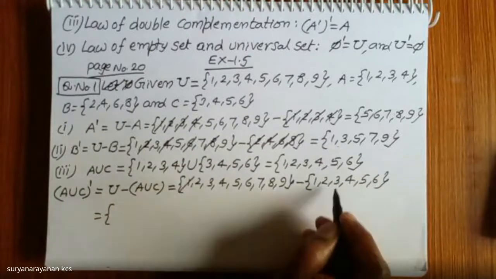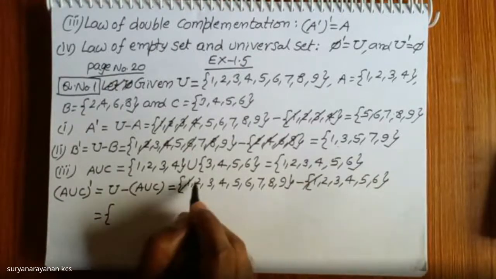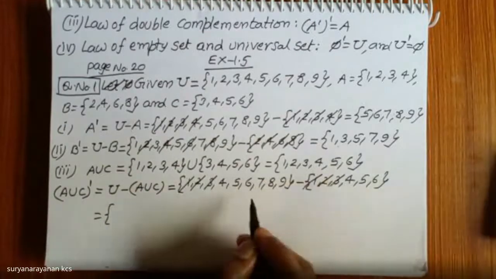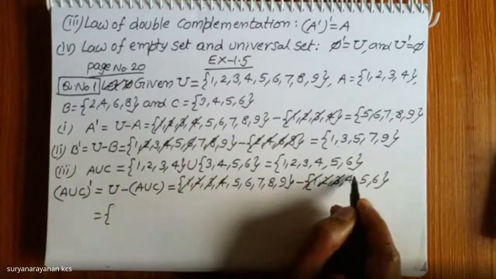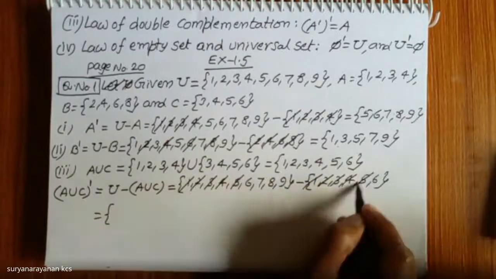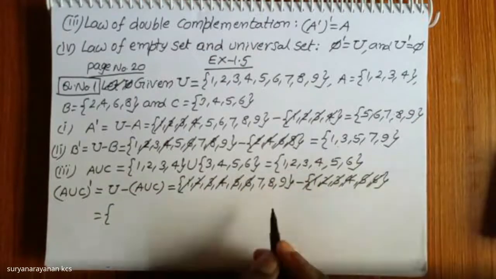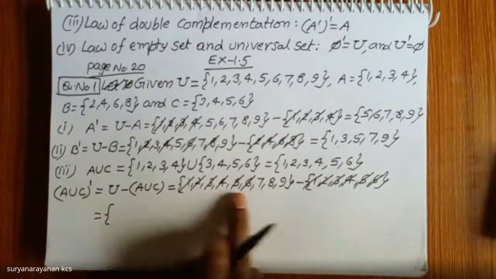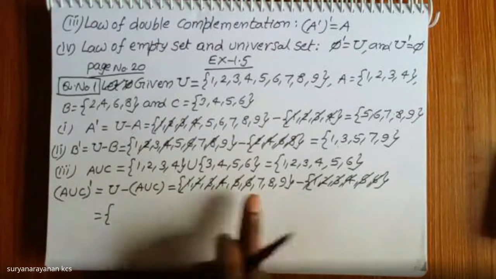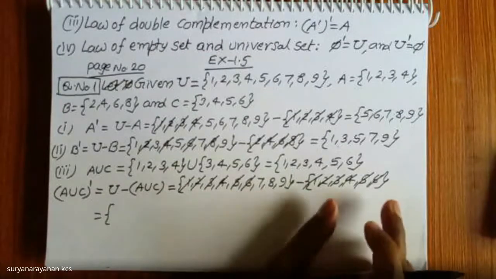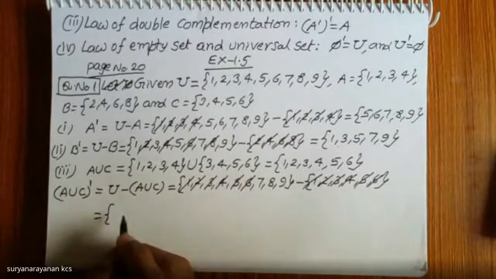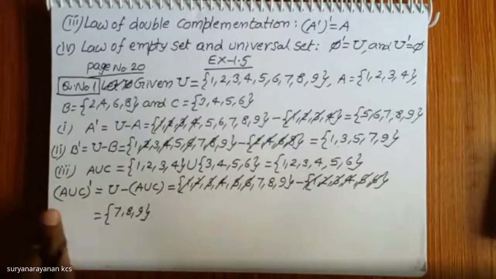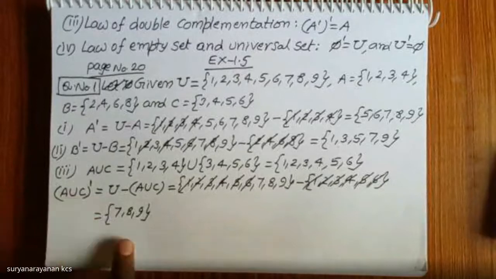Here 1, here also we strike out 1. Here 2 is there, strike out 2. Here 3 is there, strike out 3. Here 4, here also 4 is there. Here 5, here 5, here 6, here 6. After the cancellation part is over, we come to the first set. We don't consider the second set. Remember this point. So set 7, 8, 9. This is A union C whole complement.